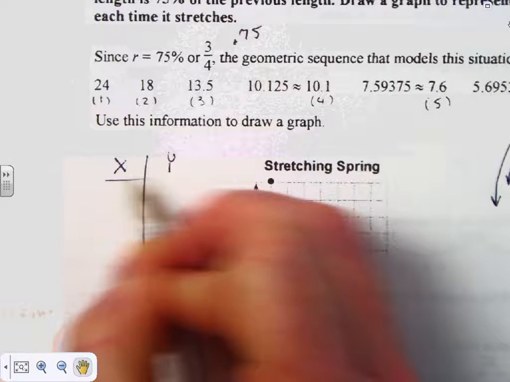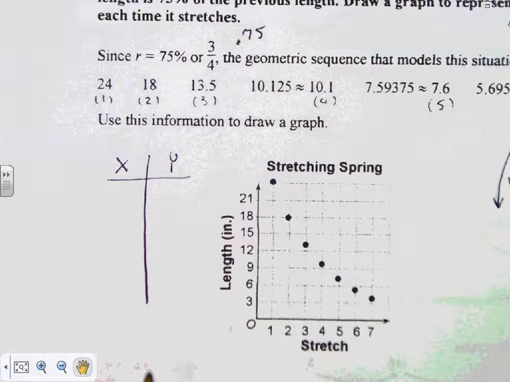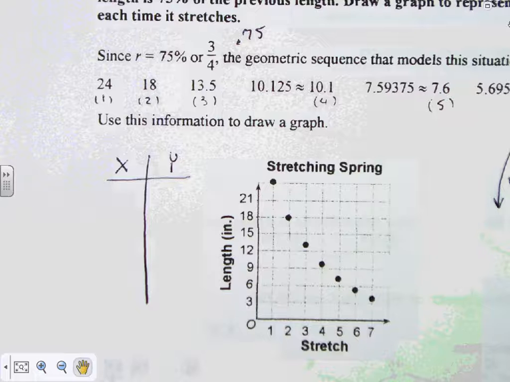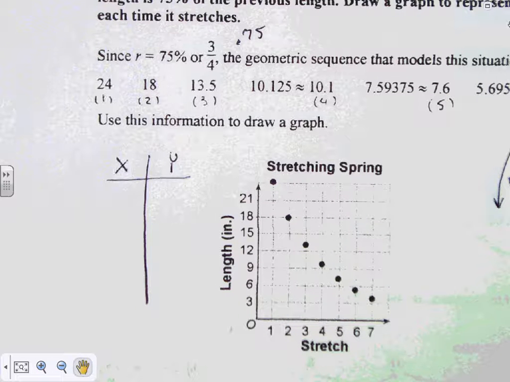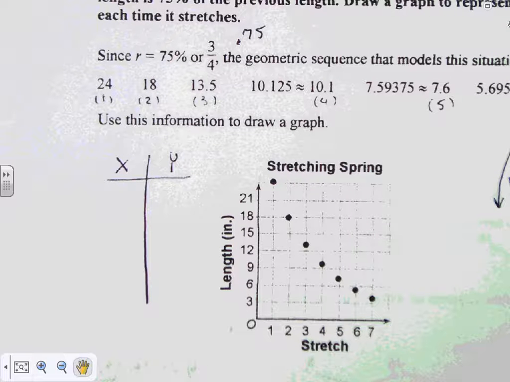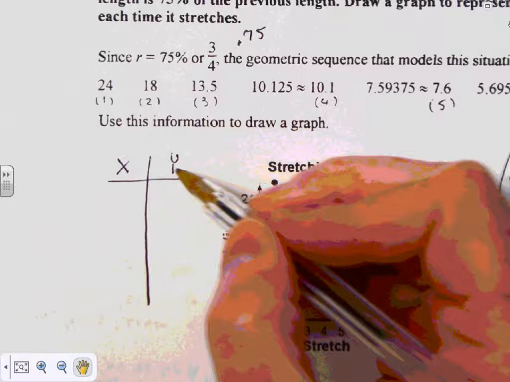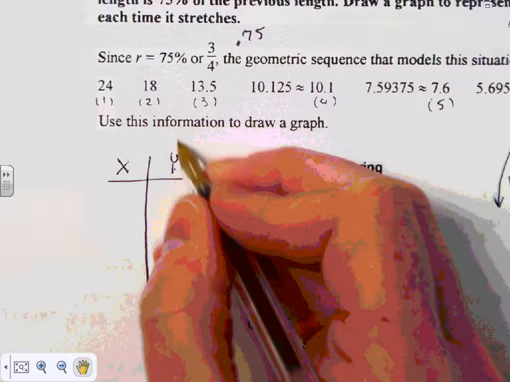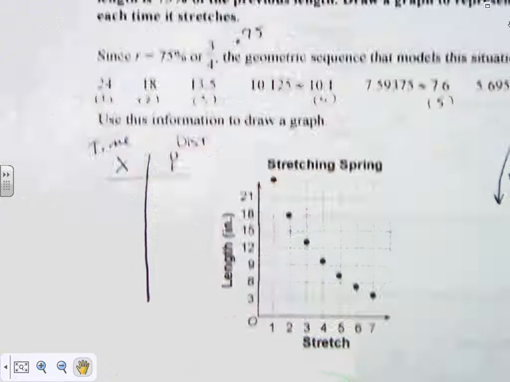Okay. Now, is the distance going to depend on which toss or which bounce it was, or is the bounce going to depend on the distance? Which one's going to depend on which? The distance is going to depend. So Y depends on X. So the distance is going to be the Y, and the time we try it is going to be the X. Each time we try it.